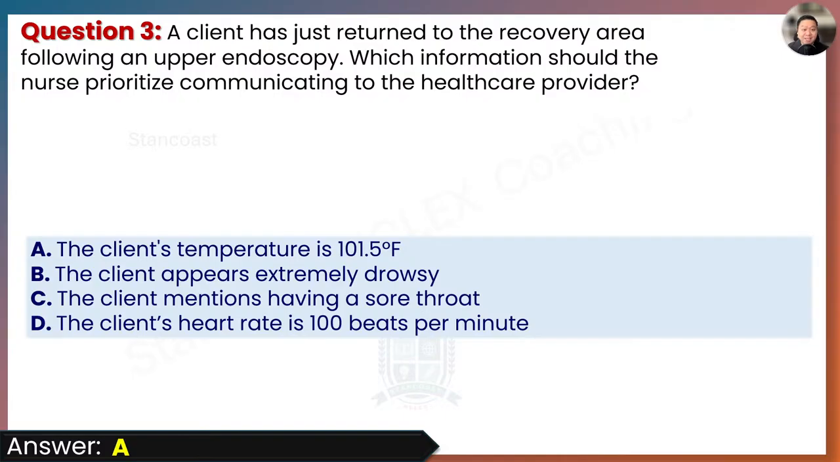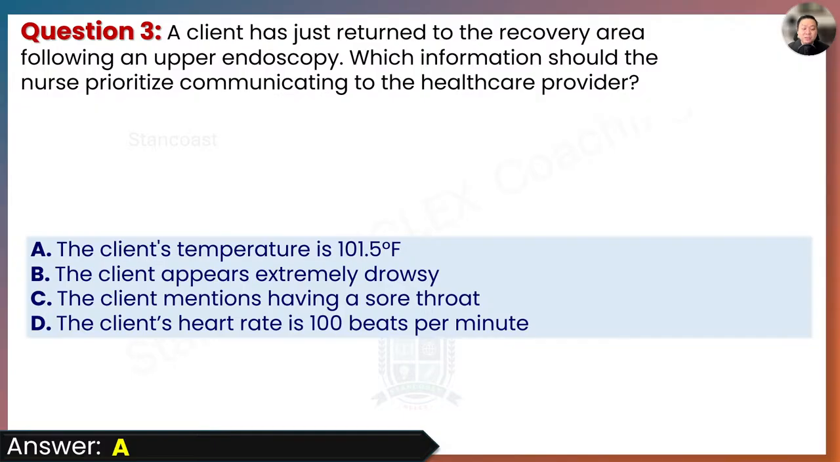Letter D is also incorrect because the heart rate of 100 beats per minute is within the normal range, especially immediately following a procedure involving sedation. And the slight tachycardia can occur as part of the body's response to the procedure, but it's not necessarily a cause for concern unless it's accompanied by other signs of distress.